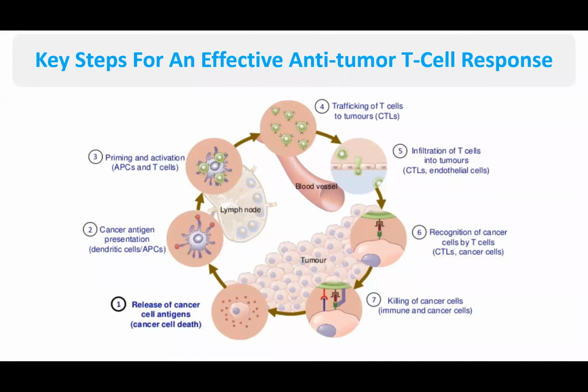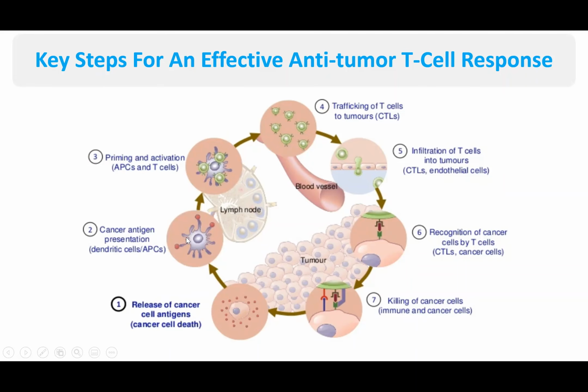So here, we talk about the key steps required for an effective anti-tumor T cell immune response. It starts, of course, from the death of some cancer cells and the release of tumor-associated antigens or neoantigens. Those antigens will be handled by antigen-presenting cells, for example, dendritic cells. So the dendritic cell will take up the antigen, this red spot, for example, process this antigen, and make cross-presentation for the T cells.